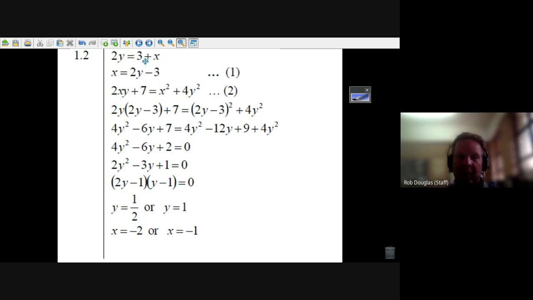That's kind of nasty. So what you do is you subtract x from both sides, and you get x equals 2y minus 3. You actually subtract 3 from both sides. Sorry, did I say subtract x? You subtract 3 from both sides. You'll get 2y minus 3, and it just equals x.